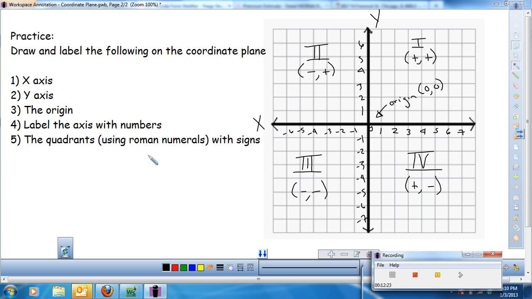Here are the answers. Notice we've labeled the x and the y. We've labeled the origin. We've labeled the axis with numbers, and notice that we have negative and positive numbers on both axes. We've also labeled the quadrants using Roman numerals, and we've written down what the signs of the points in those quadrants would be.